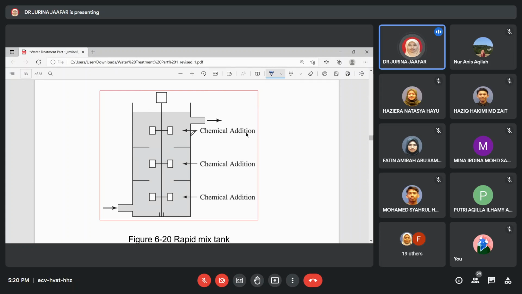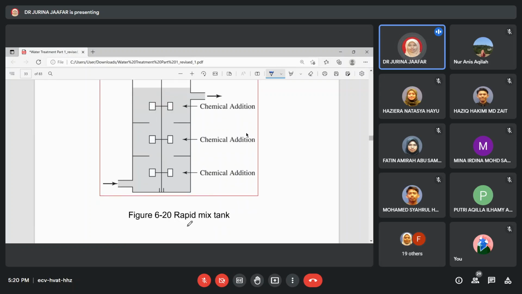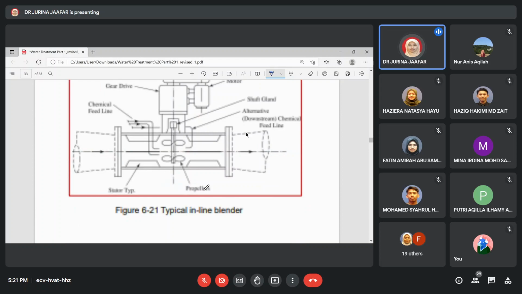So we have a chemical addition into the water. Then this paddle will move so that the water will mix accordingly with the chemical. So this is the process of coagulation. Yeah. Rapid mix dan dalam proses coagulation. Coagulation adalah proses chemical yang dimasukkan. So rapid mix is the mixing technique. Okay, ni nanti I come back to this.